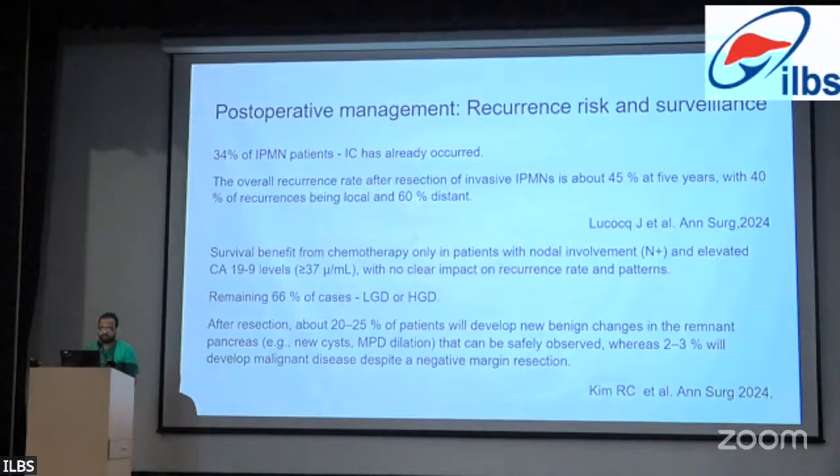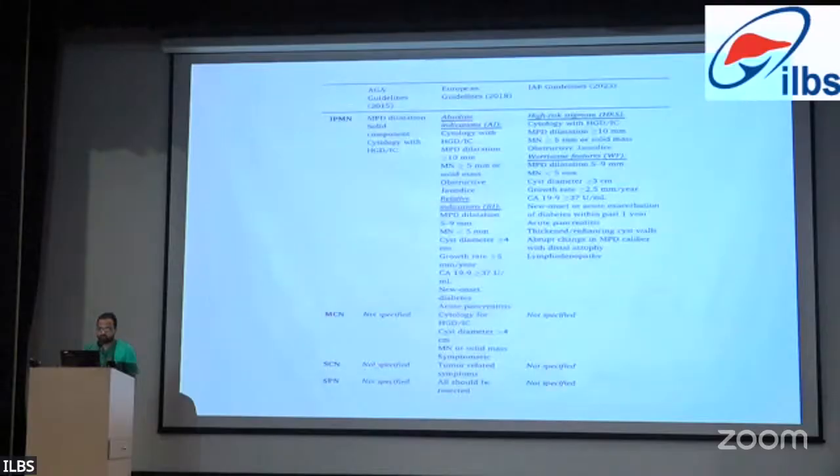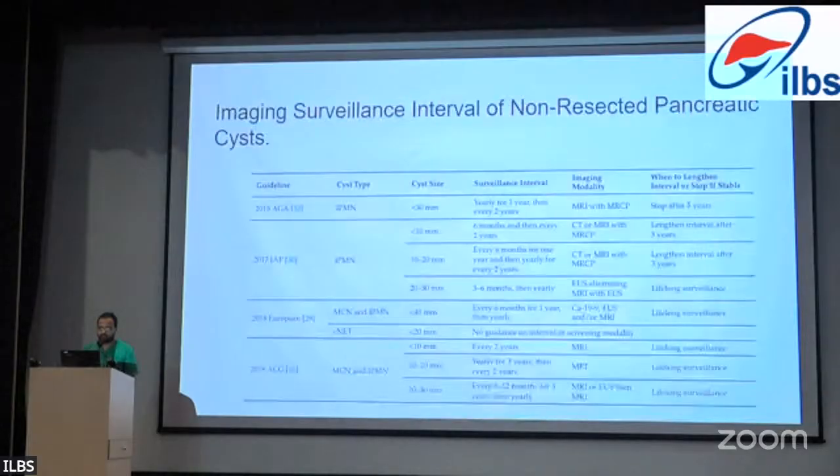In the remaining 66% of patients, the biopsy specimen shows low-grade dysplasia or high-grade dysplasia. After resection, around 20-25% will develop benign changes in the remnant pancreatic lesions, which can be safely observed, whereas 2-3% will develop malignant disease. These are the guidelines, which I've already discussed previously, the European and the IAP guidelines with regards to the IPMN, MCN, serous adenoma, and solid papillary neoplasms.